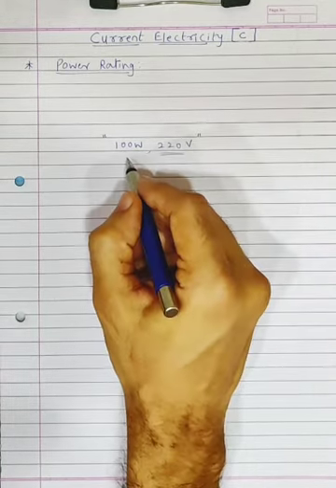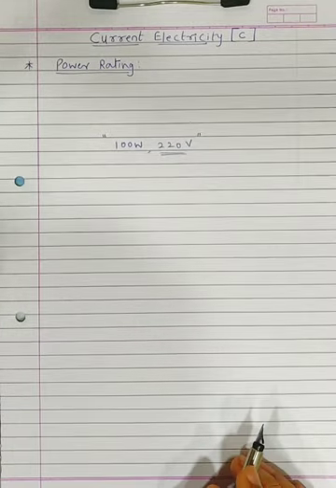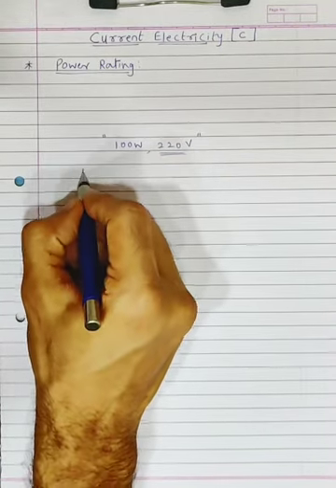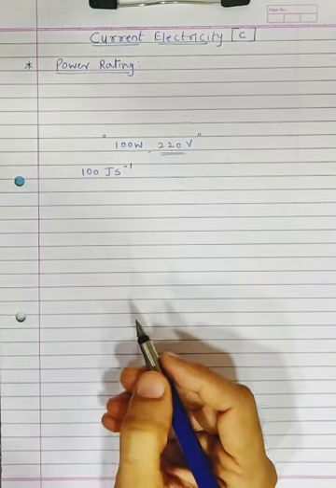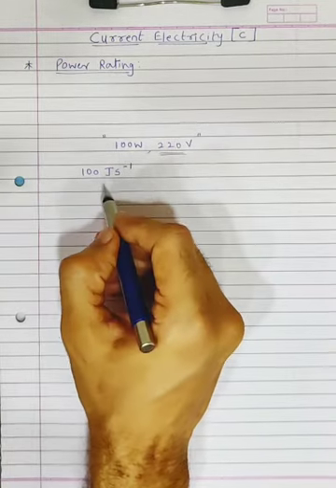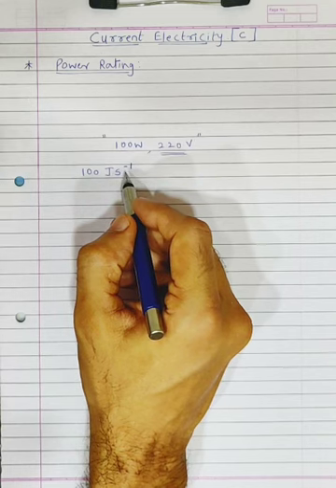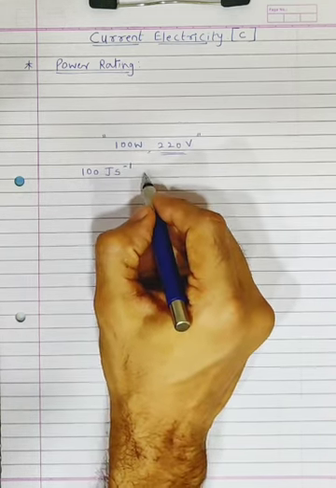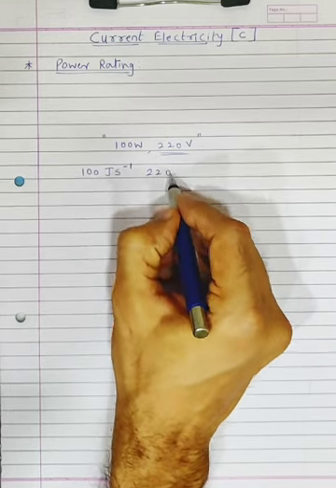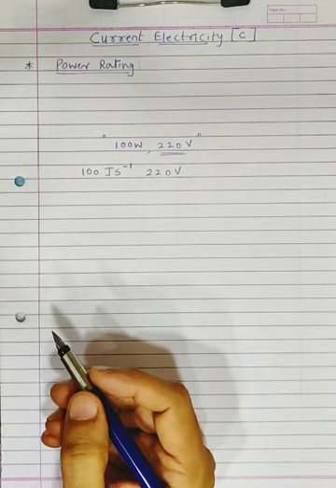Now what do you mean by 100 watt? 100 watt means that the energy consumed by an appliance will be 100 joule per second. It means that the appliance will consume 100 joule of energy every second when you are using it at a potential difference of 220 volt.